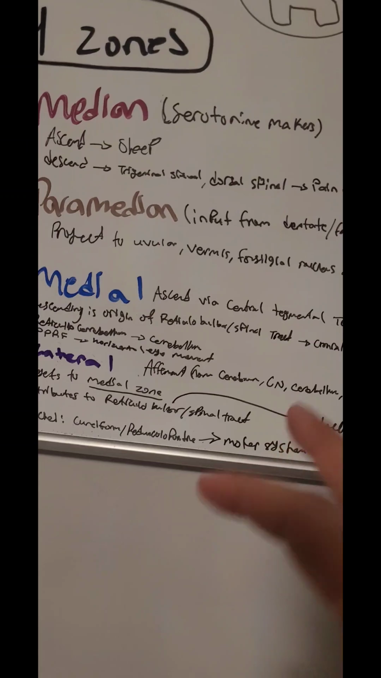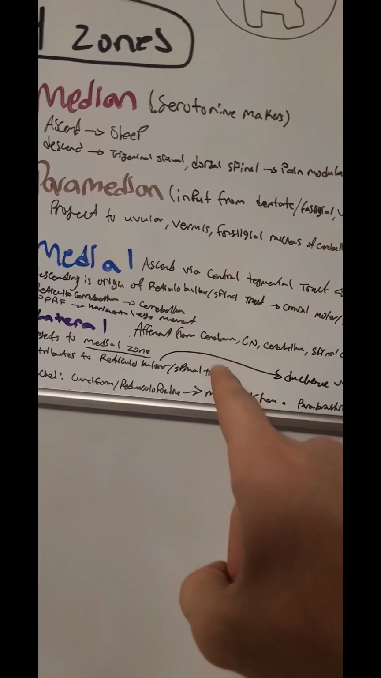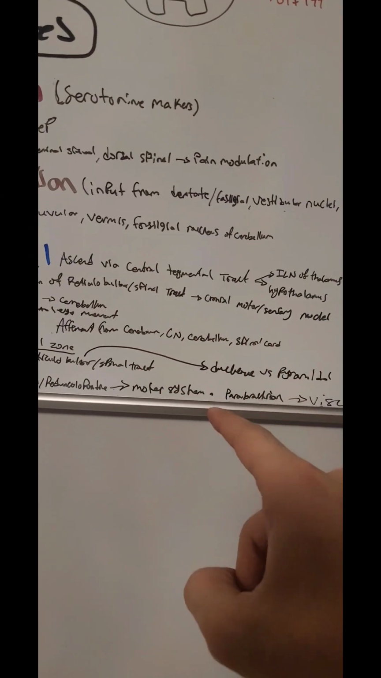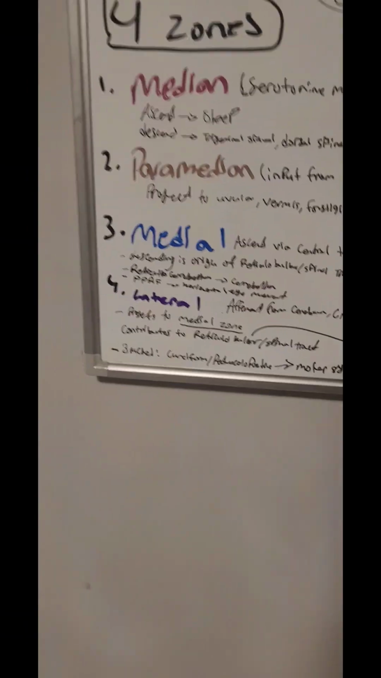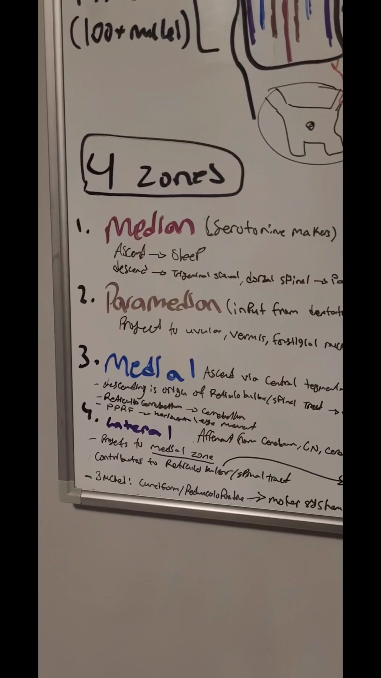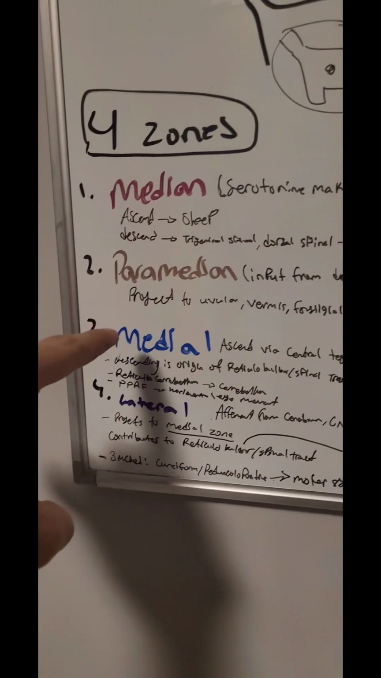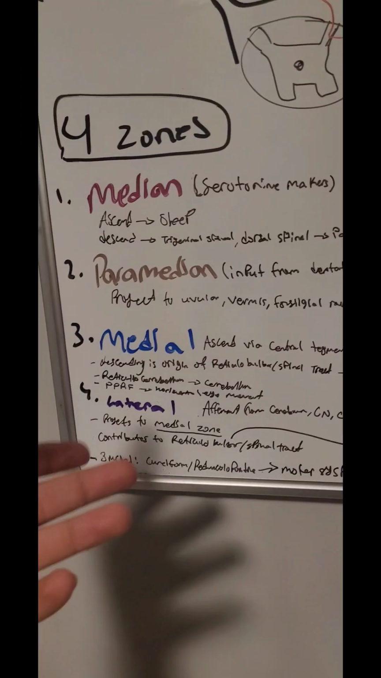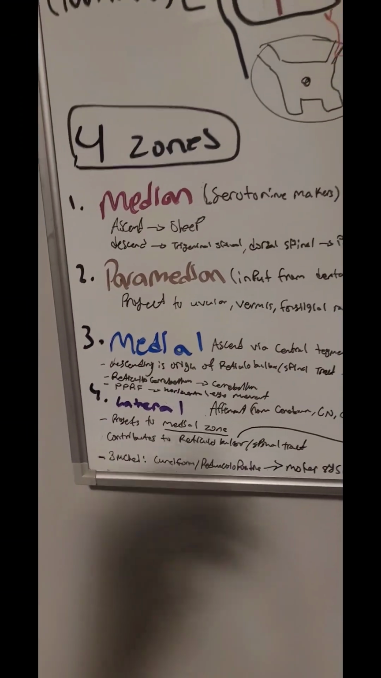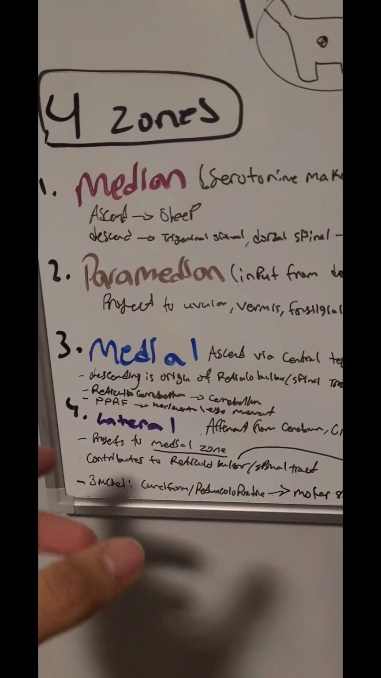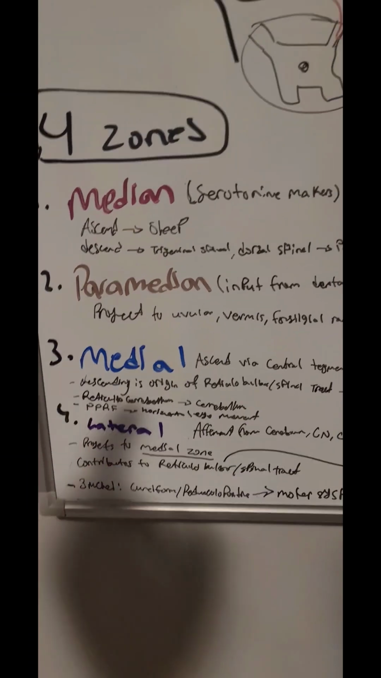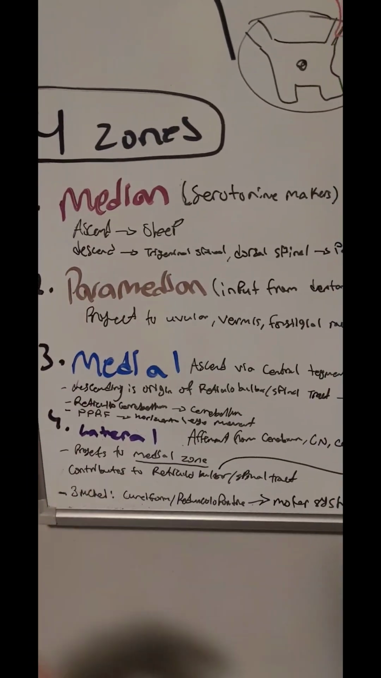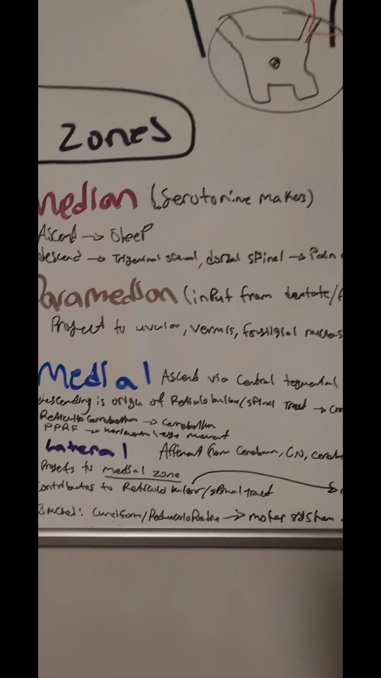Now the lateral zone receives afferent fibers from the cerebrum, the cranial nerves, the cerebellum, and the spinal cord. One thing to note is that the medial zone is the efferent zone for the most part, and the lateral zone for the most part is the afferent zone. So that's the one that receives all those afferents and sends them to the medial, and the medial zone is really the efferent zone that gives out a lot of these fibers to a lot of different places.